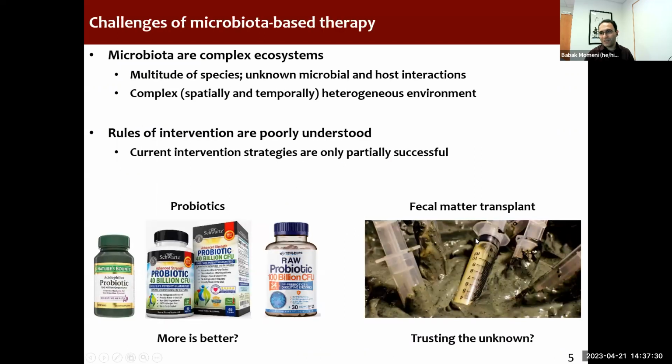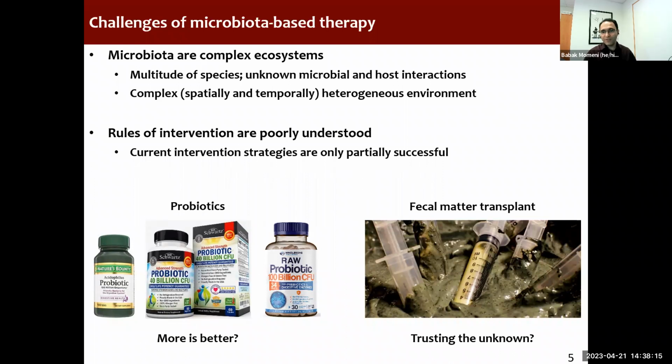Back to our microbiota-based therapy. Even though the idea is pretty simple, that microbes are affecting us, so we change them to affect our health, the actual implementation is not straightforward for several reasons. Most importantly, the microbiota are often complex ecosystems, and it's not easy to change them to any desired state. There are a multitude of species present. They are engaged in many interactions, either among microbes or with their hosts, and many of those interactions are not well understood yet. And they often have complex and heterogeneous temporal and spatial variations that we don't fully understand.